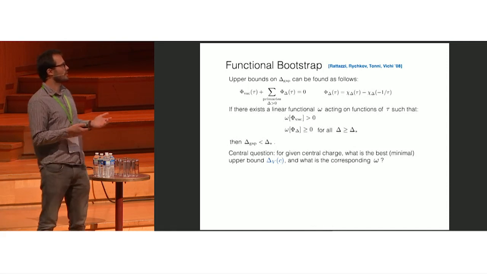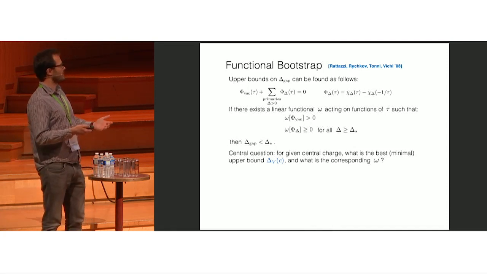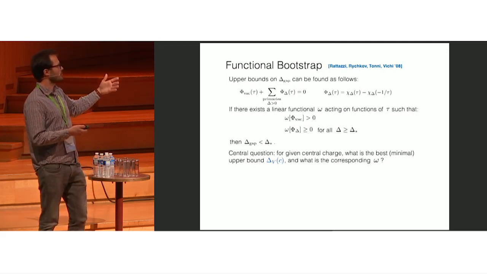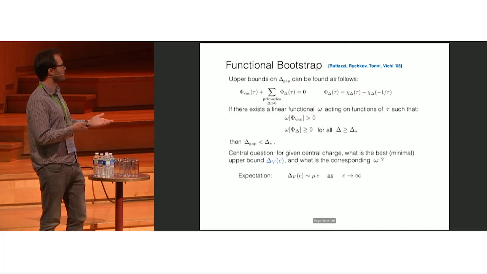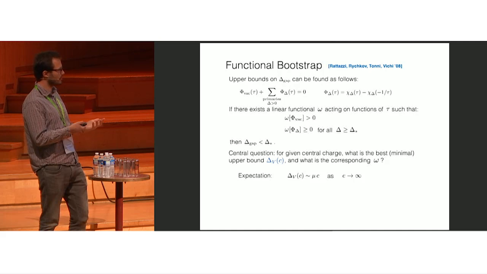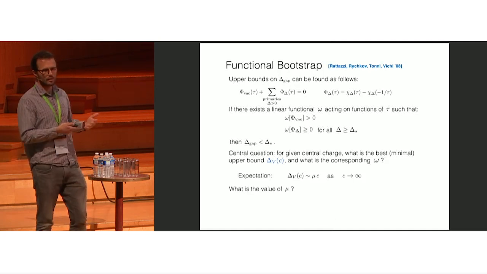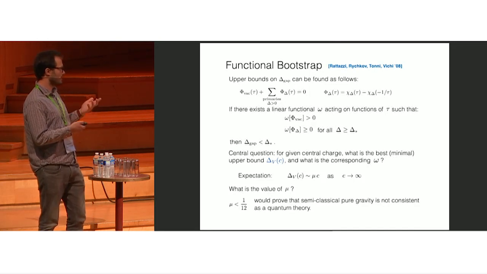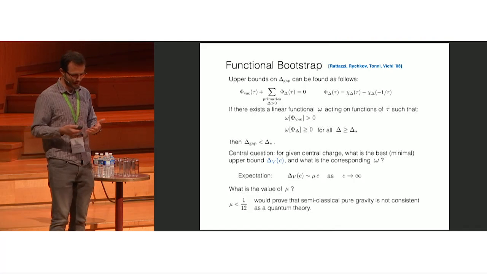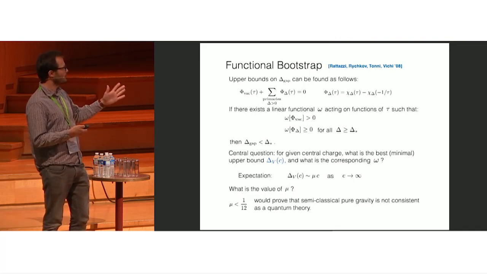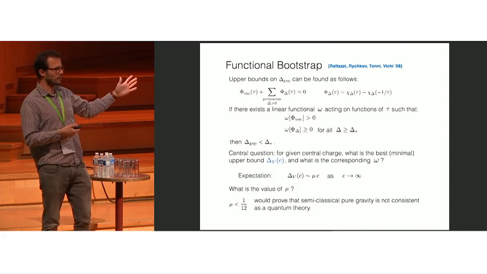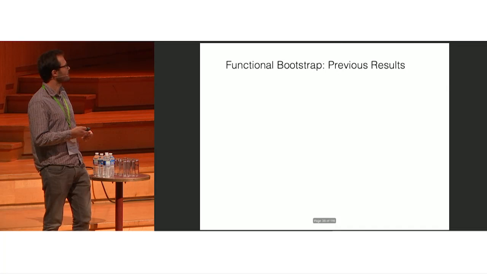And the central question is, for a given central charge, what is the best or minimal upper bound that I'm going to call delta V of c, following from this logic, and what is the corresponding functional omega? The expectation is that at large central charge, this bound scales linearly with c, with some coefficient mu, and we would like to know precisely what the value of mu is. In particular, if one can show that mu is less than 1 over 12, which unfortunately I won't in this talk, it would prove that semi-classical pure gravity is not consistent as a quantum theory, because this is where the black holes start, at c over 12.